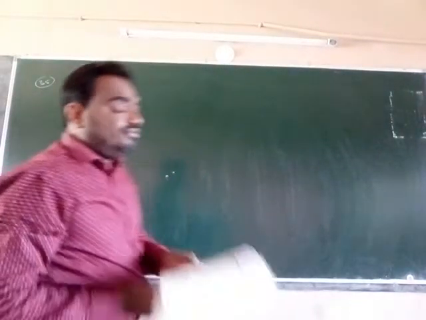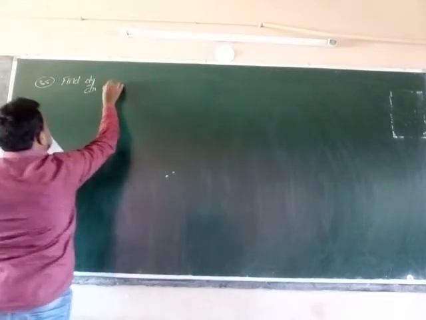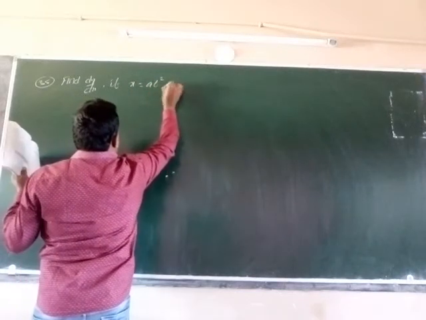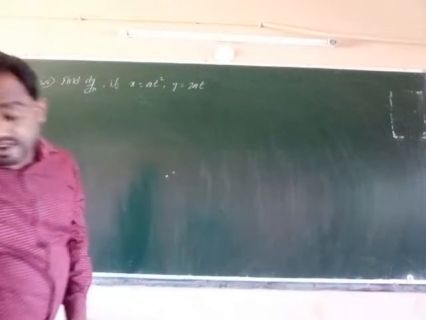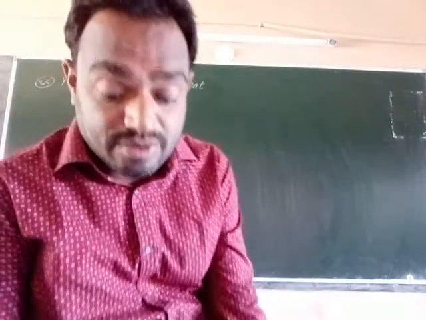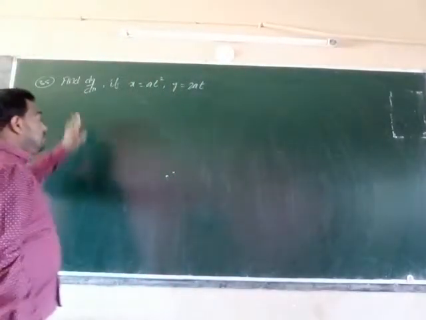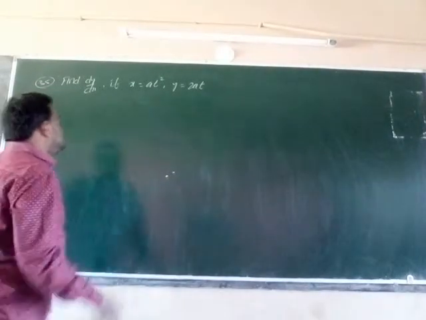Next, example 35. Find dy by dx if x equals a t square, y equals 2at. These are the parametric equations of a parabola. Anyhow, we have parametric equations and we need to find dy by dx.